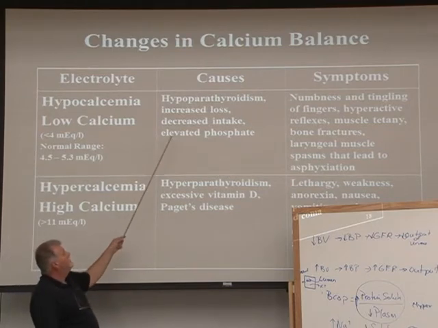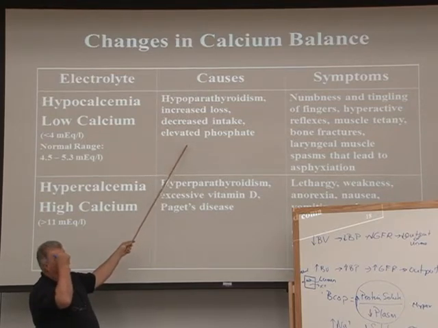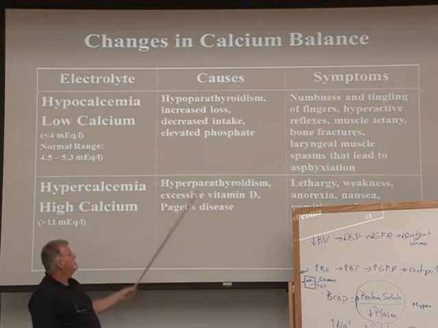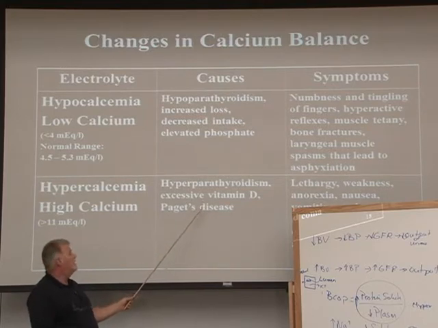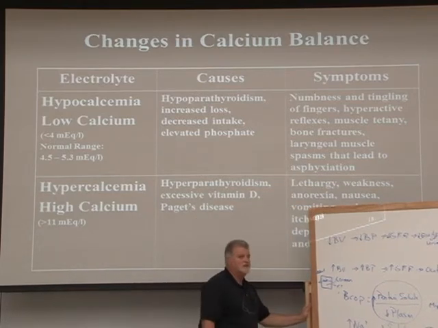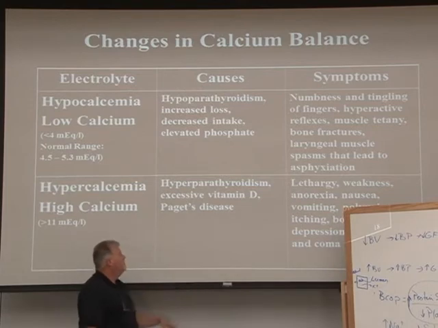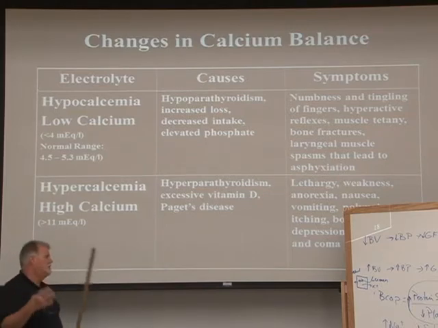But you could get it from a decrease in intake, or you drink copious amounts of soda pop with phosphorus and phosphoric acid. Or down here, you've taken excessive amounts of vitamin D. Vitamin D supplements are something that you need occasionally, maybe, but you don't want to take excessive amounts. And Paget's disease is a disease of remodeling of bone. So what you end up doing is taking too much calcium out of your bone all the time, and that elevates your blood levels.